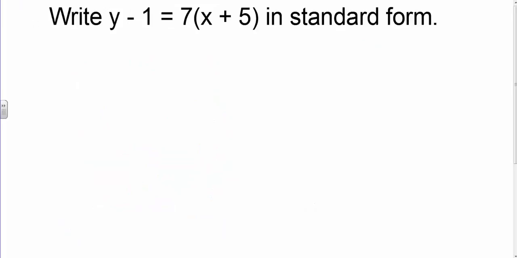Guess what? It's your turn. Write y minus 1 equals 7 times x plus 5 in standard form. Remember, it's ax plus by equals c. Pause the video and try this one.